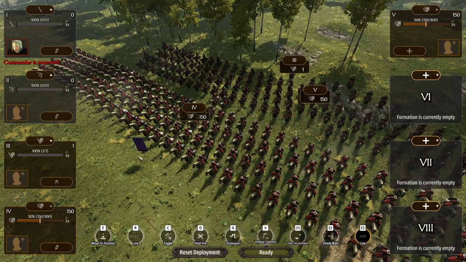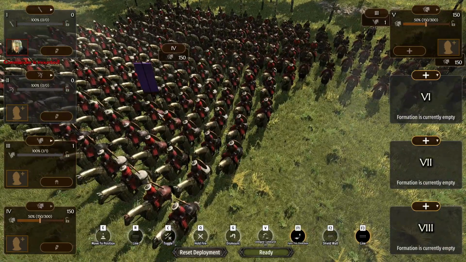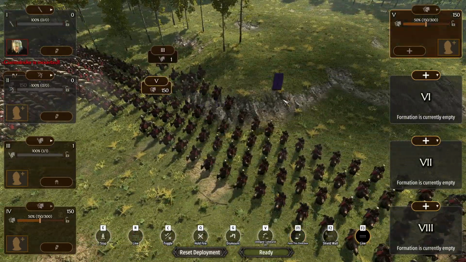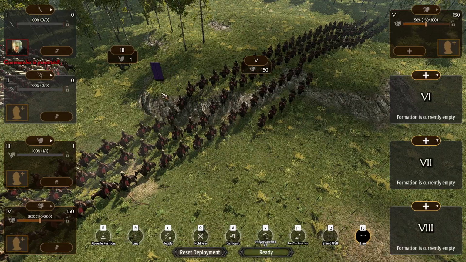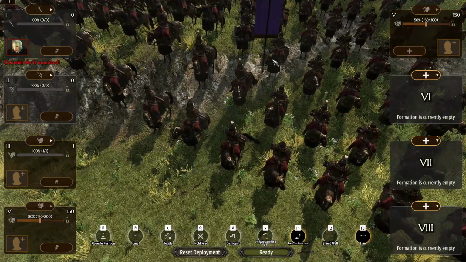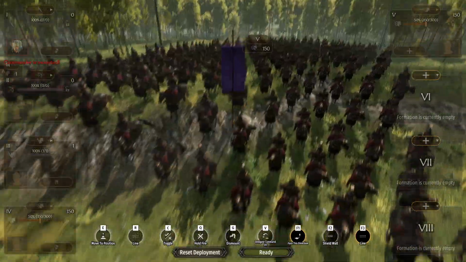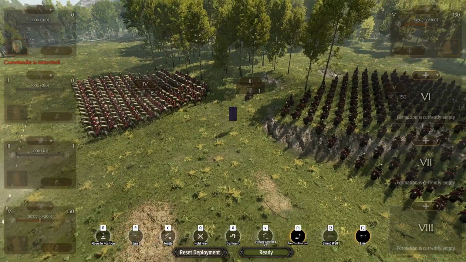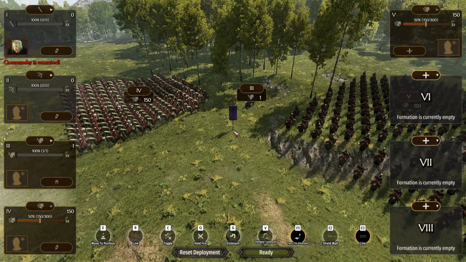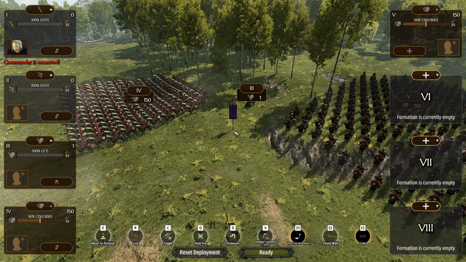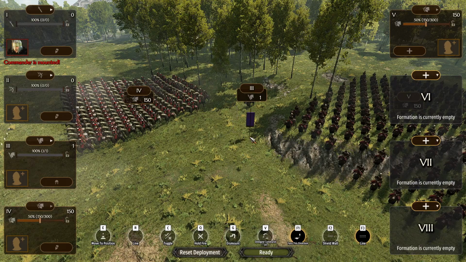And now formation 4 is gonna bring all of the Azerai cavalry, and formation 5 on the other side is gonna have the Khuzaits. So this is kind of neat if you want to separate them, because the Azerai only have one quiver and the Khuzaits have two.